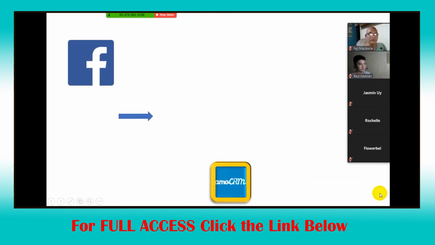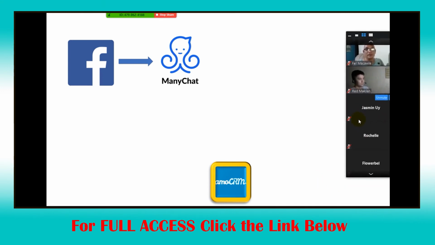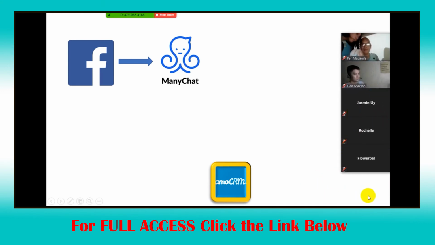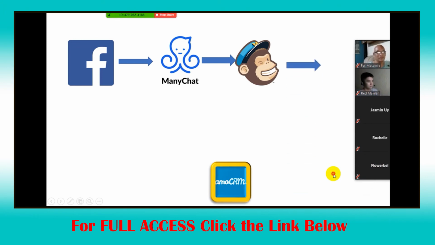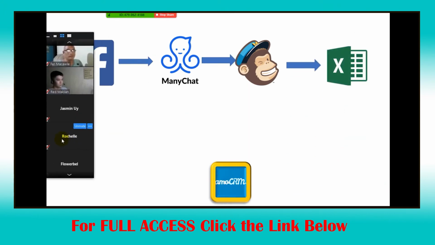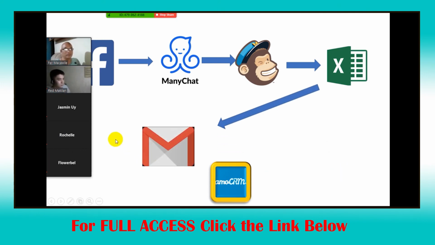Okay, let's proceed. So here's the sequence of how you do it. You start with Facebook, and then you proceed, and then your client goes to ManyChat. They enter the funnel. This is the social media funnel, by the way. These are some important things you need to learn. And then they enter ManyChat. After ManyChat, they enter MailChimp. From MailChimp, they enter your data collection tool. And from there, you use Gmail.